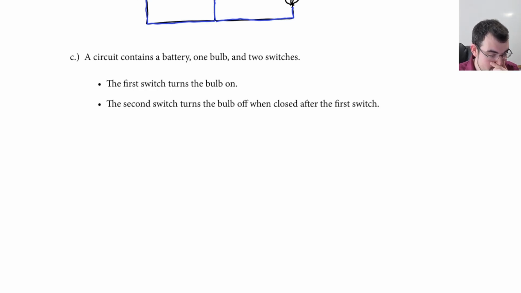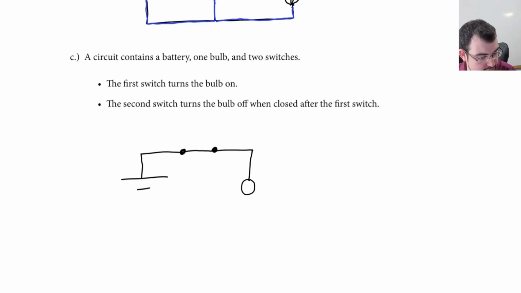Circuit contains a battery, two bulbs, and two switches. The first switch turns the bulb on. The second switch turns the bulb off after the first switch. Okay. So it's at least easy to come up with the base for this. That's just a switch that turns the bulb on. But we actually want a second switch that turns it off.